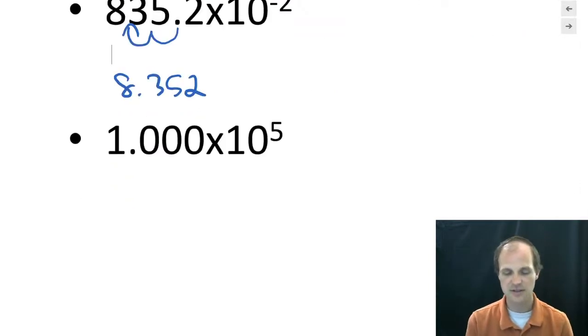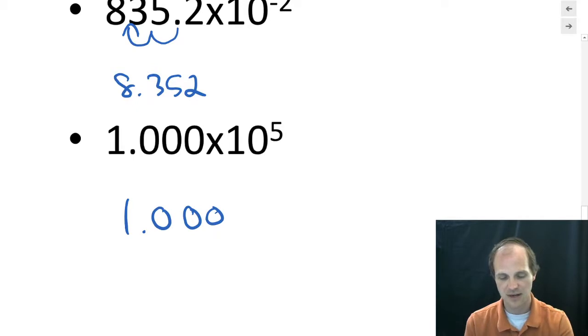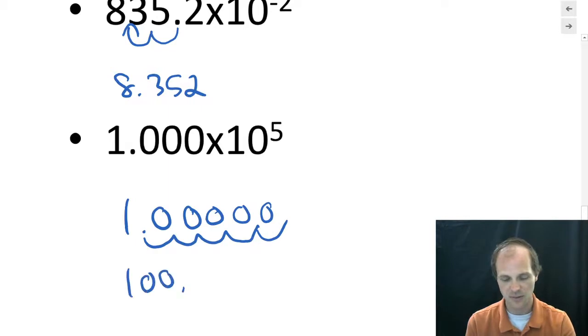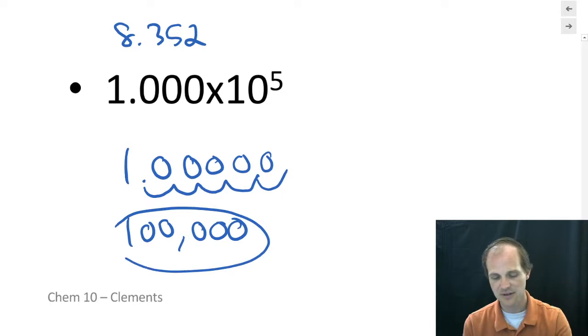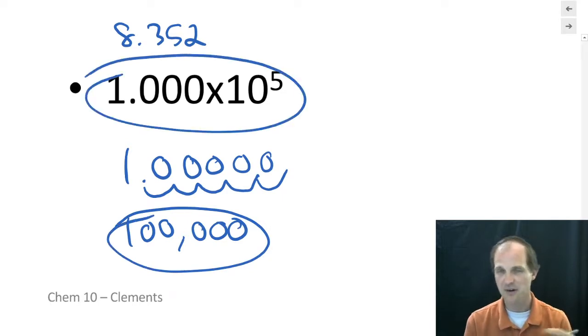Okay. 1.000 times 10 to the 5th. This is a trick one. It's actually impossible to write this number as a decimal. And we'll see why when we get to the next section on significant figures. If I take my 1.000, I try to move it over 1, 2, 3, 4, 5. I put some other zeros there. I get 100,000. It turns out that this number and this number, although mathematically they're the same number, are not scientifically the same number. It was a trick one.